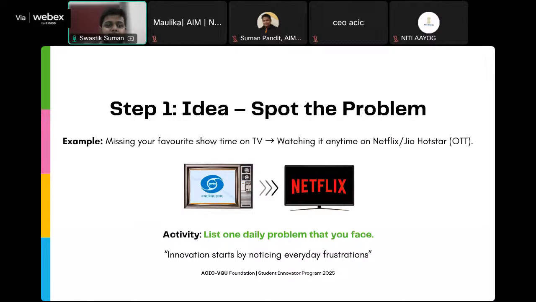Moving forward, for the first step, we'll talk about idea, where we'll spot the problem. So basic example में हम लोग ये बात कर सकते हैं कि how we missed our favorite show time on TV. Then we can watch the same thing on Netflix or Jio Hotstar or any other OTT platform anytime, anywhere, can we say. So here I do have an activity for you all guys.